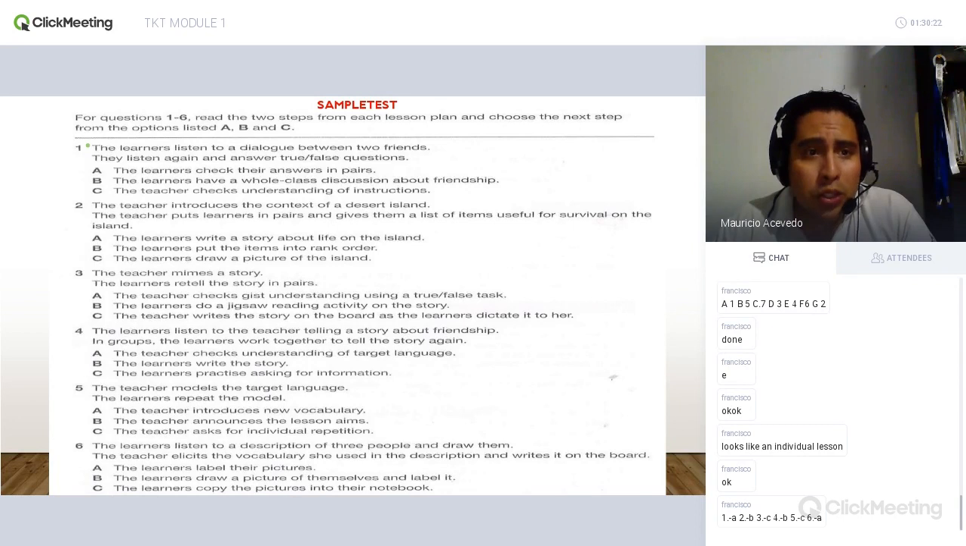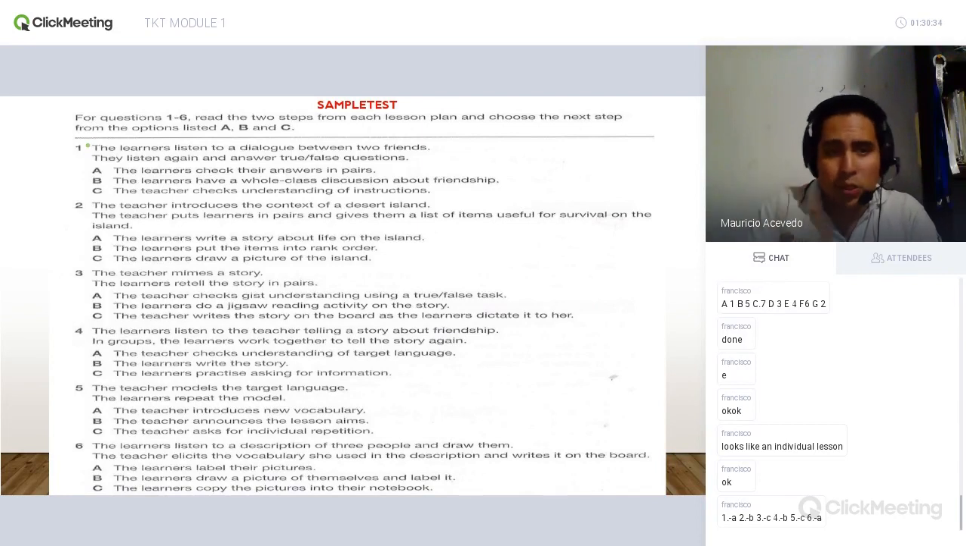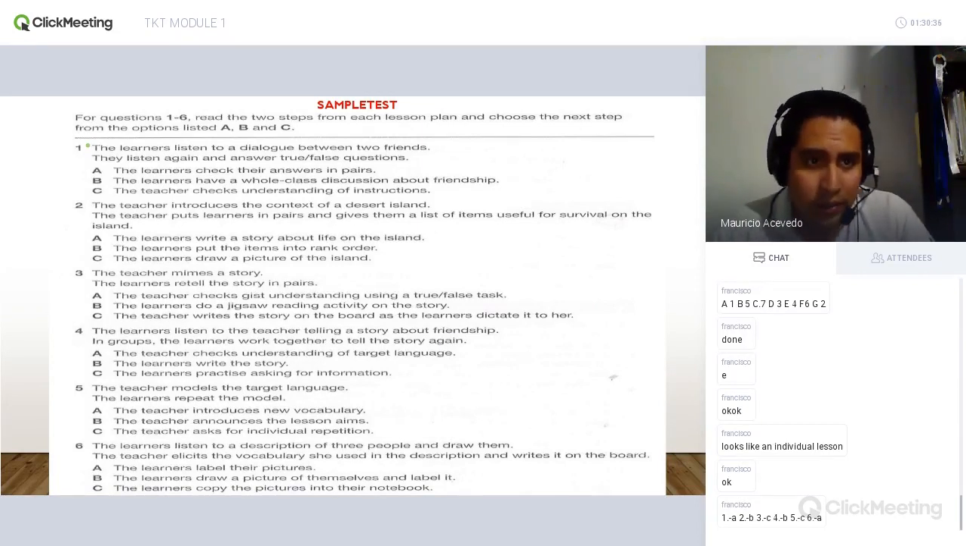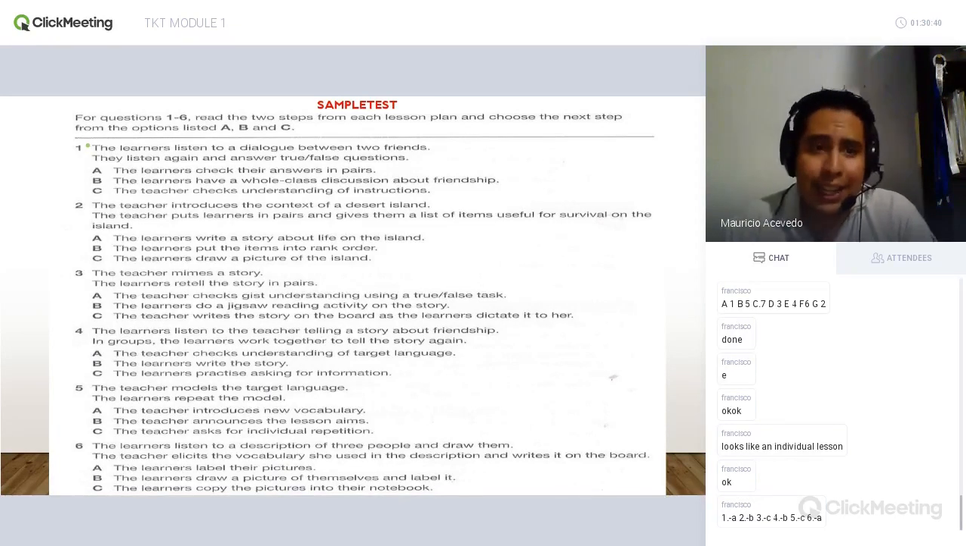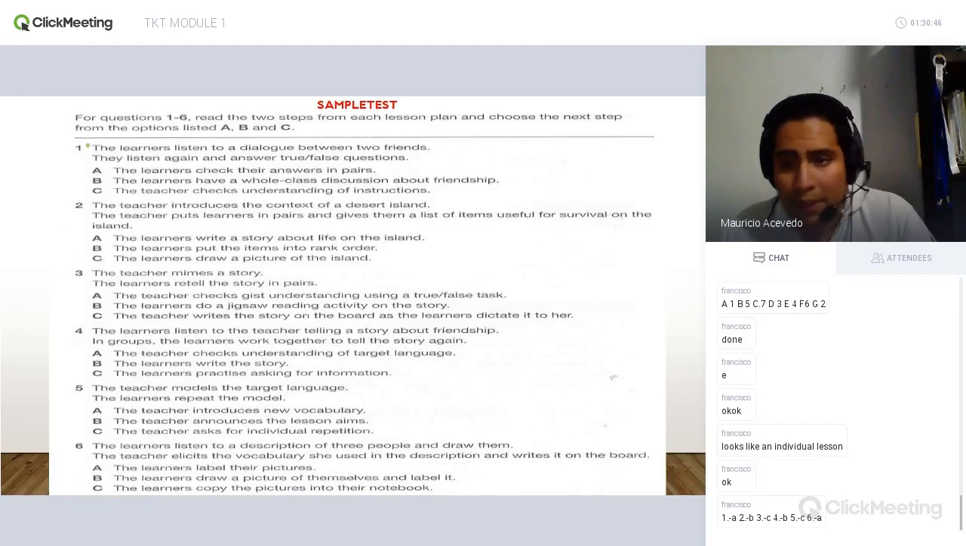Okay. Number two for you, it's letter B. The learners put the items into rank order because they were working in pairs and they use a list of items, right? For sort of a survival island. Maybe now what they need to do is to put them in order. Could be, although it can also have the learners write a story about life on the island. Okay, but I don't know. Everything can happen. We don't have much help.